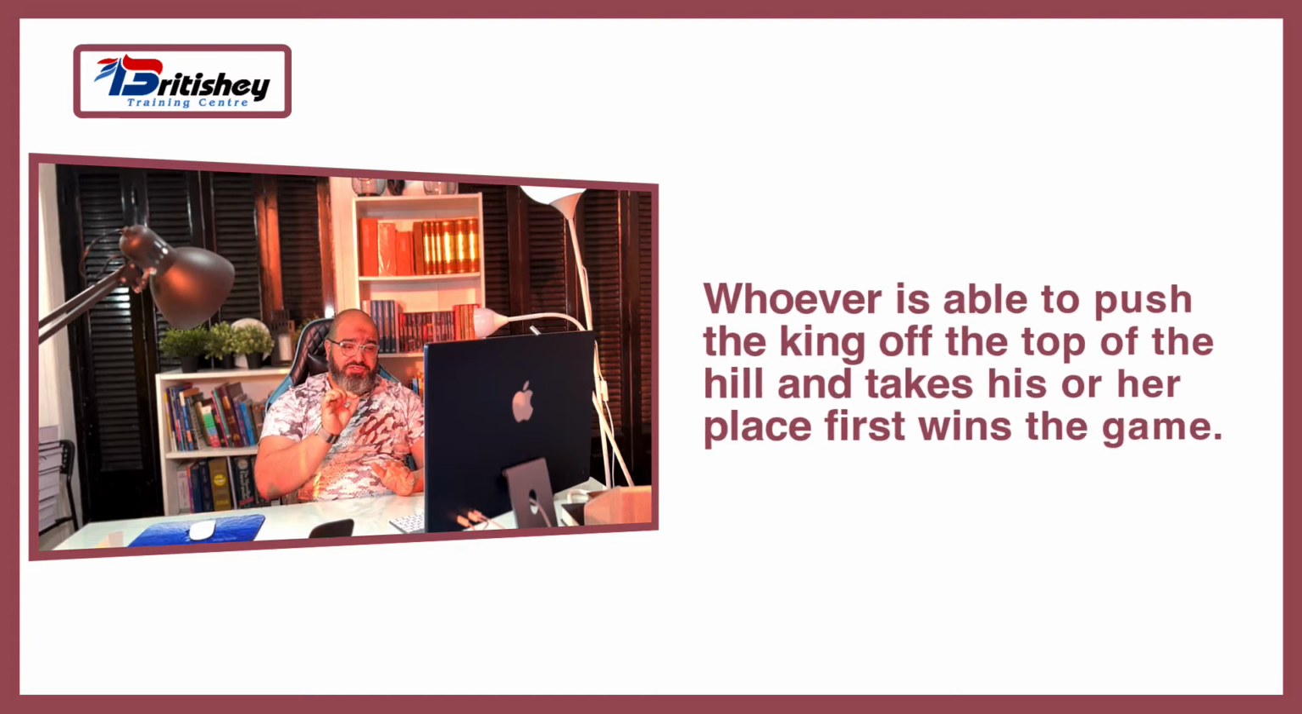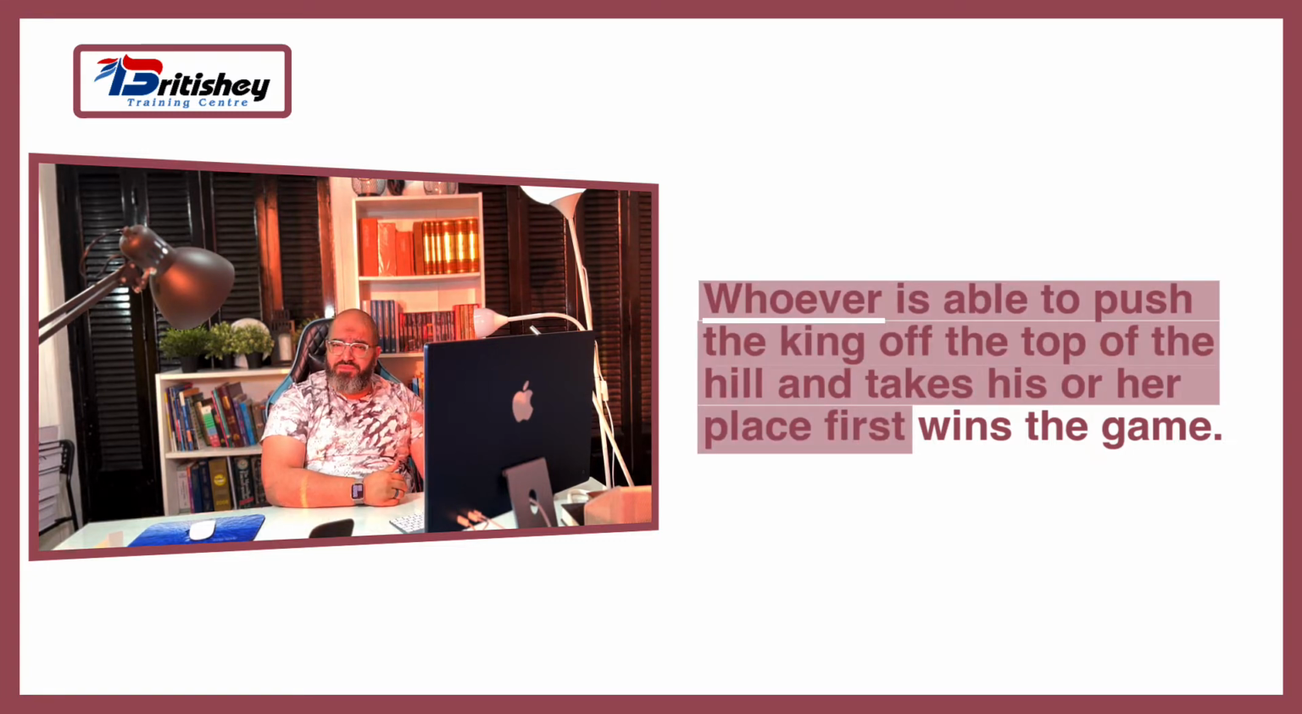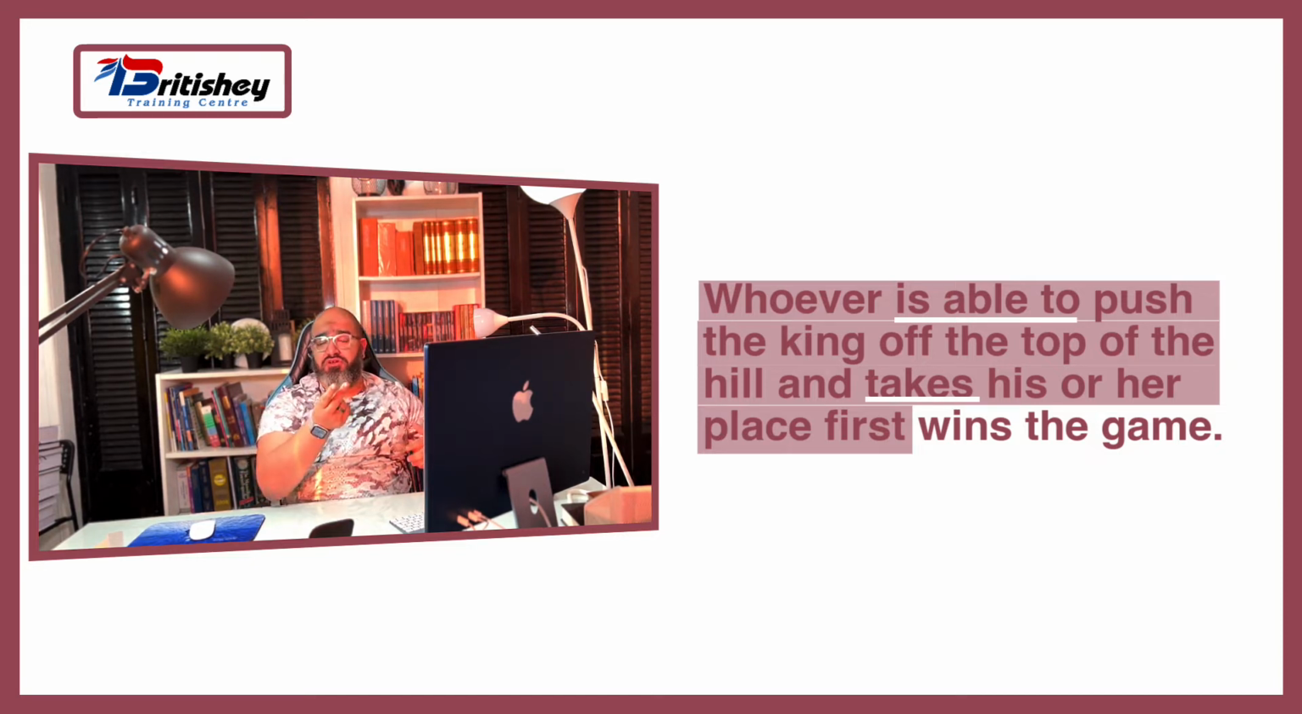Lovely. Now, let's see another example. Whoever is able to push the king off the top of the hill and takes his or her place first wins the game. Let's analyze it. Whoever, that's a connector and subject at the same time. And we've got actually 2 verbs. Is able to, that's the first verb. And the second one, okay, takes, and we've got and in the middle. So we've got whoever, that's a connector and a subject, followed by 2 verbs, and these 2 verbs are connected with and in the middle.